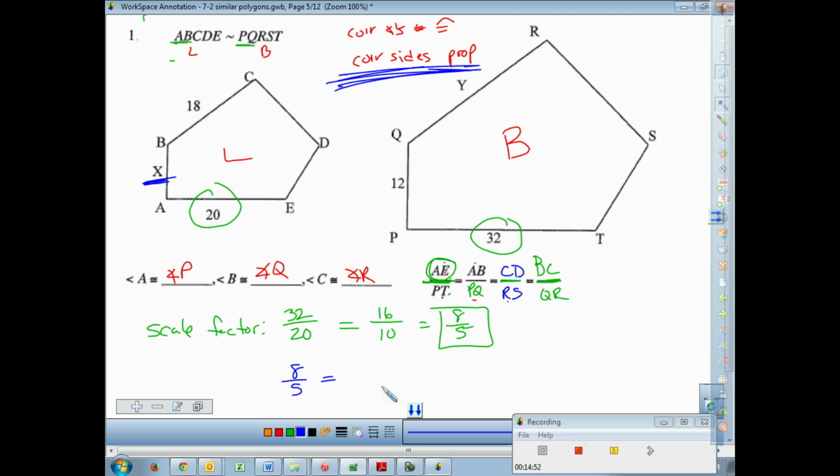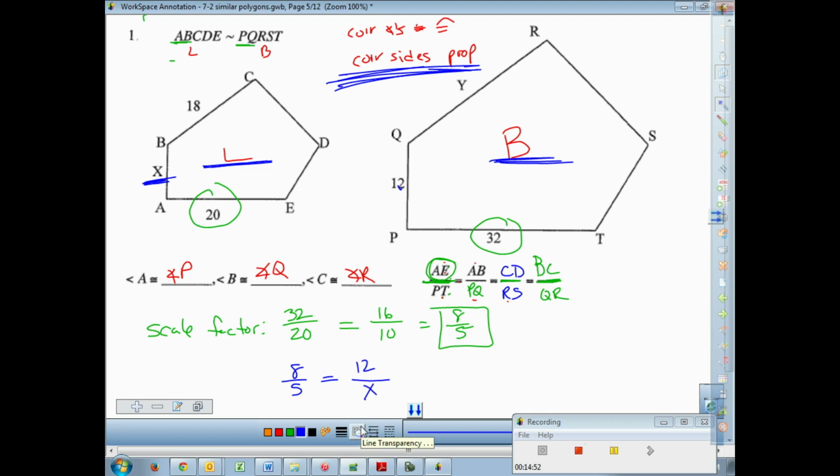8 over 5. Now, I want to set that equal to, if I want to solve for x, should I do x over 12 or 12 over x? Now, how come you said 12 over x? Well, how do you know that 12 is bigger than x? Because I don't even know what x is. How do you know that 12 is bigger than x? Because it's in the big polygon, and that's where this and this are helpful. Doesn't 12 have to be bigger than 8 because it's in the big polygon? So 12 over x. With me?